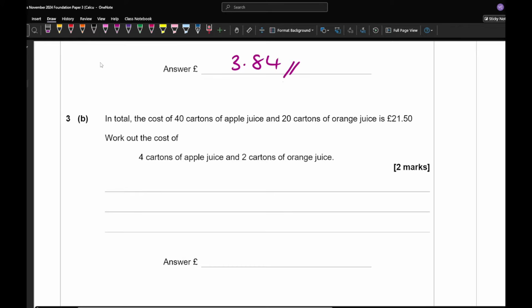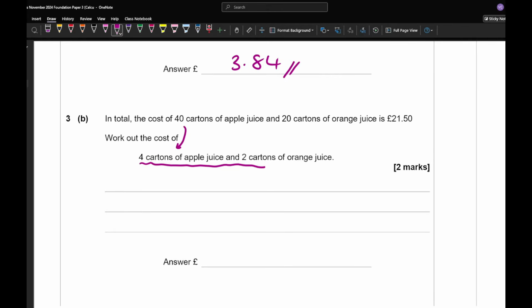Moving on to B, it says in total the cost of 40 cartons of apple juice and 20 cartons of orange juice cost £21.50. Work out the cost of 4 cartons of apple juice and 2 cartons of orange juice. So for this, what I need to do is simply divide 40 by 10, in which I'll get 4, and divide 20 by 10 to get 2. So to get the price of this, all I then need to do is £21.50 divided by 10, which should give me an answer of £2.15.